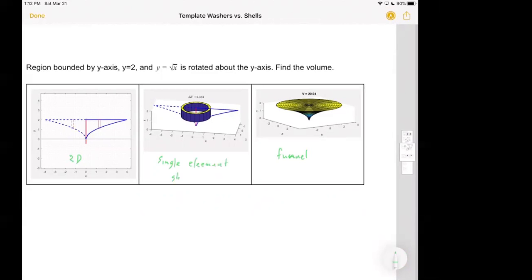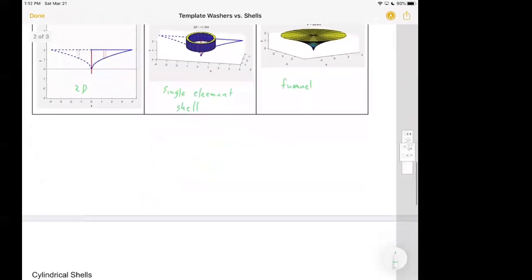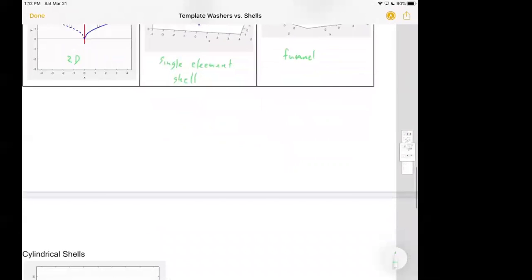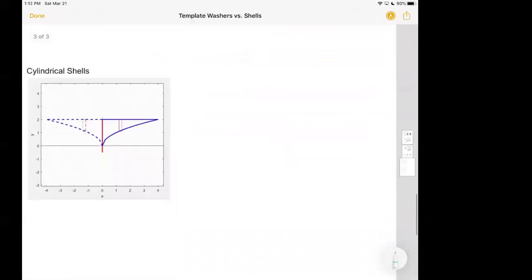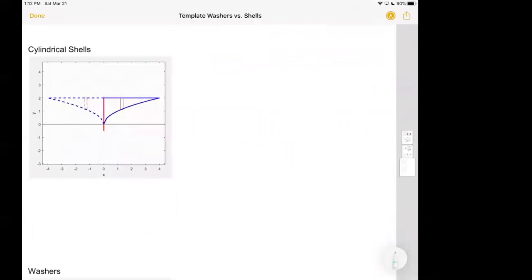That will be a shell, and we can go about doing the calculation for that. Okay, so if we're going to use cylindrical shells, it's best to work off of the 2D picture. So let's write what the volume element would be. It would be delta V equals 2 pi r h delta x.